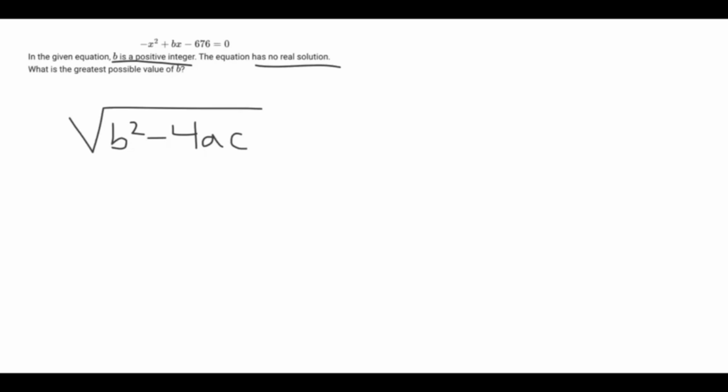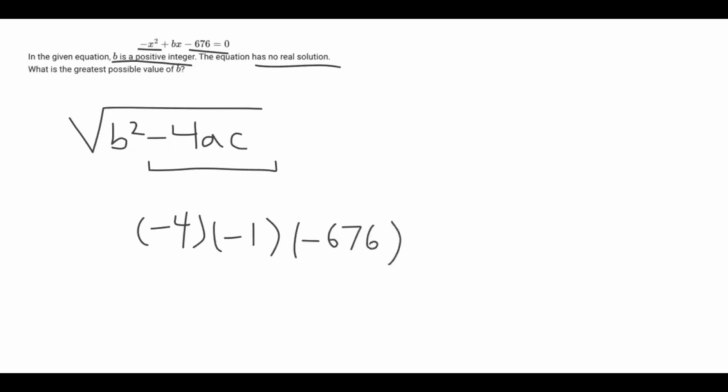So in order for us to calculate this, we just need to know what this part right here, the negative 4 times a times c, is equivalent to, and then just find a b value that is less than that, but the greatest possible value. I'll show you how to do that. So let's first calculate negative 4 times a, we know our a value is negative 1, times c, our c value is negative 676. And this will give us a value of negative 2,704.